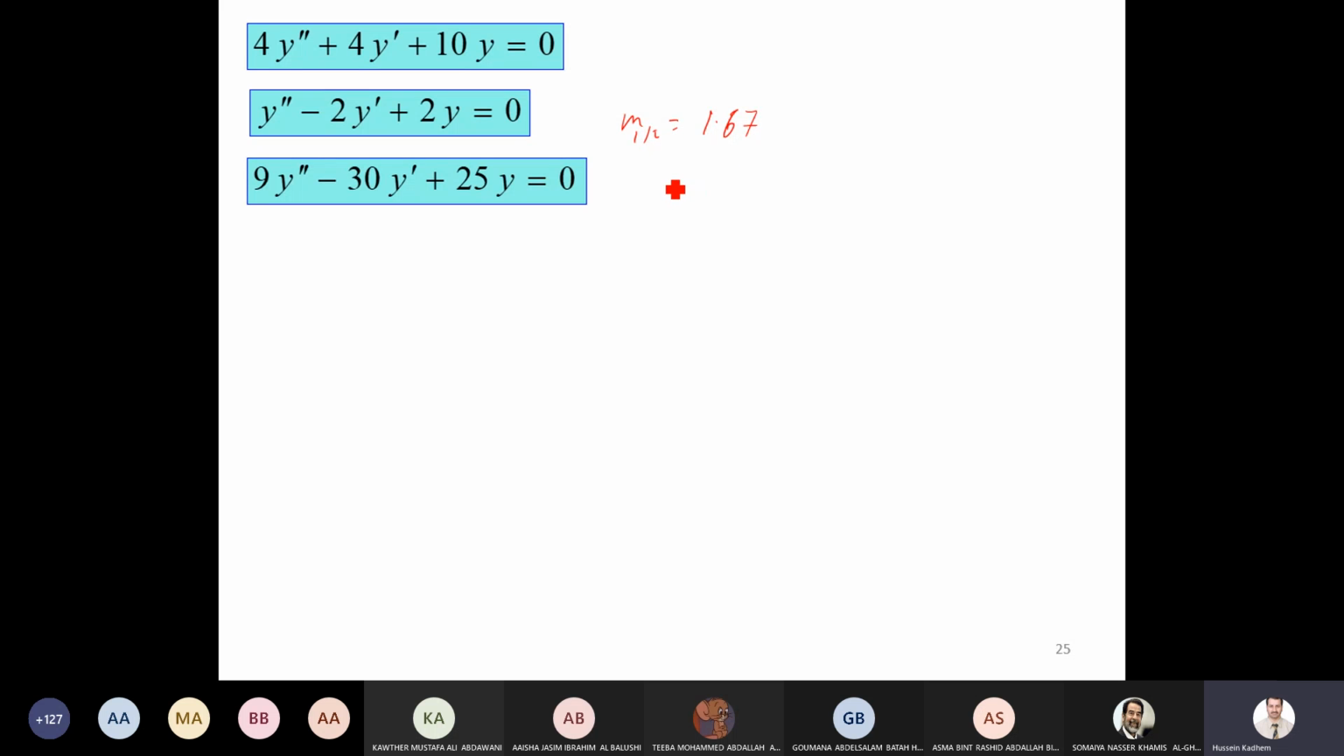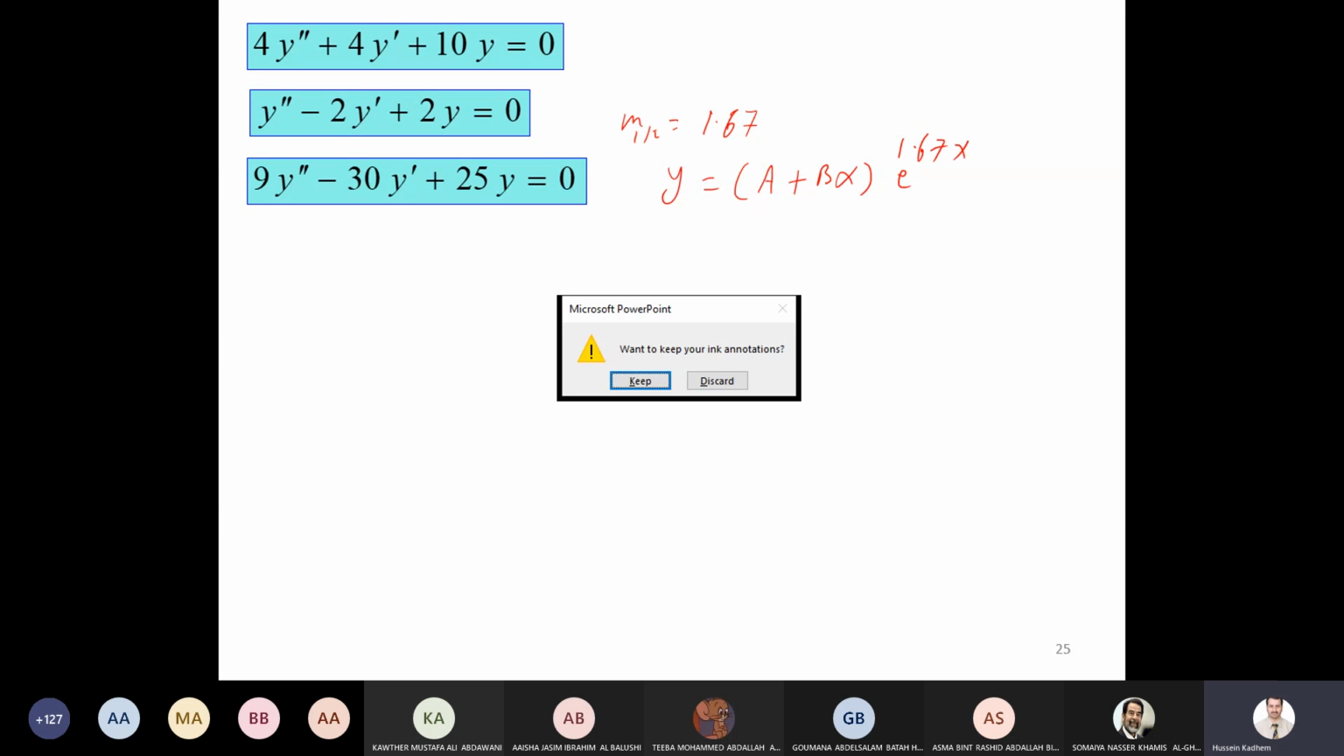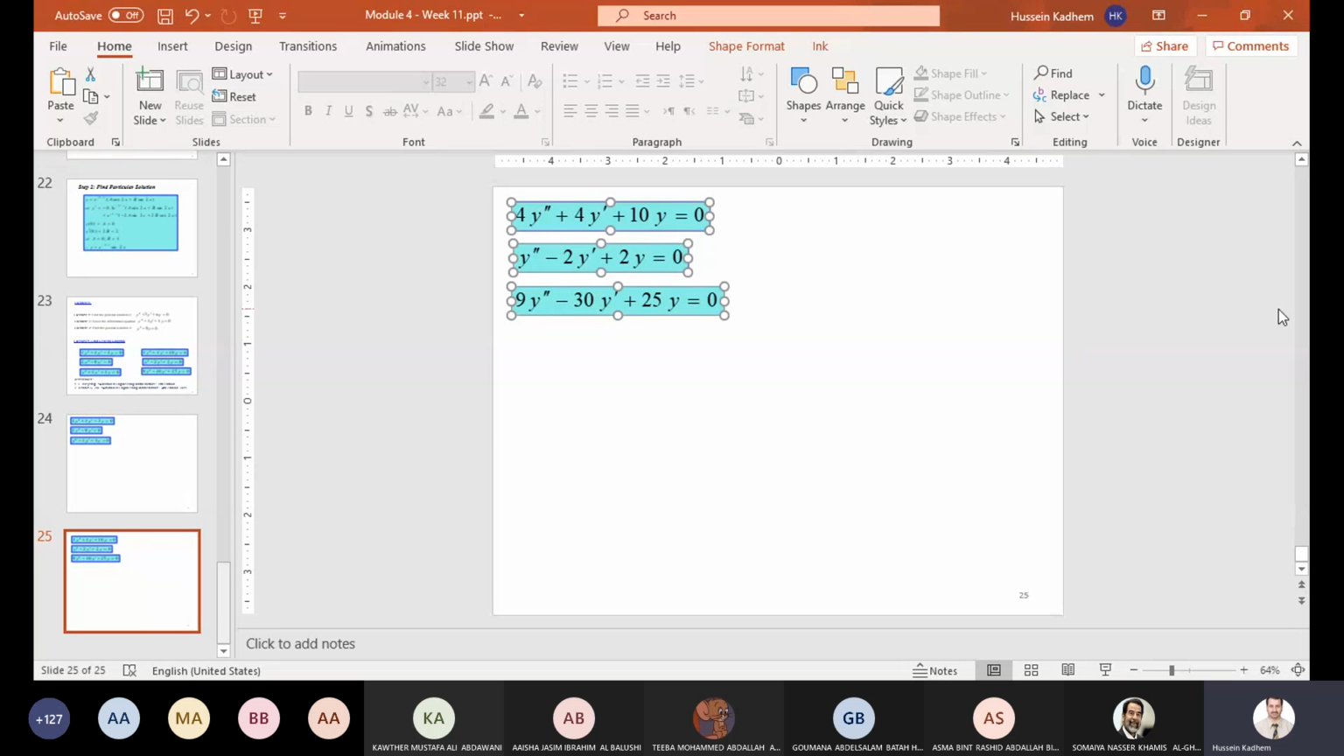So how can we write the final solution? You tell me. y equals constant A plus, you tell me, what should I write? Exponential 1.678x. Excellent. Now I think with these problems we are ready to solve more problems next week, inshallah. Next session is on non-homogeneous. When we move to the non-homogeneous, we have already prepared ourselves with the homogeneous one.